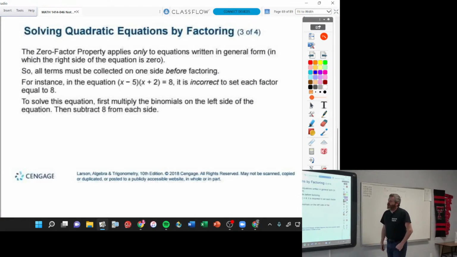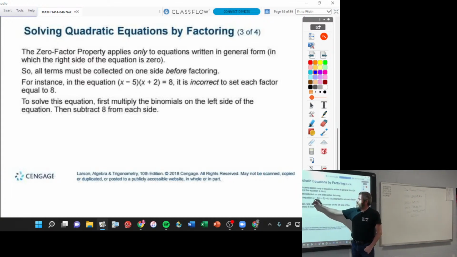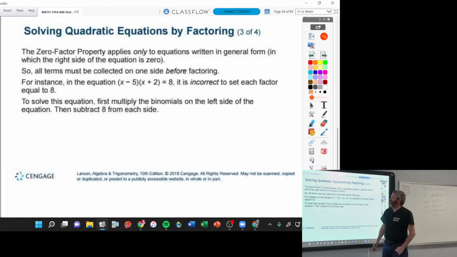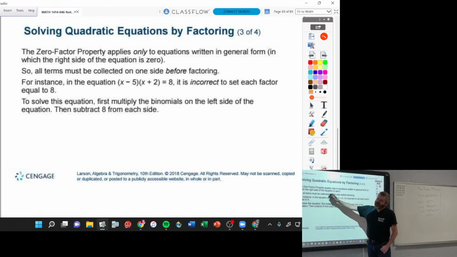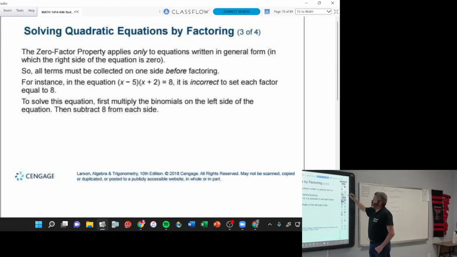The zero factor property applies only to equations written in general form. That's why two problems ago I had to put that in general form by subtracting 3 from both sides. So all terms must be collected on one side before factoring. For instance, in the equation (x minus 5)(x plus 2) equals 8, we cannot set those factors to 8. What we would have to do instead would be to multiply the binomials on the left side, combine like terms, and subtract 8 from both sides to set it equal to 0. Then we could work that.